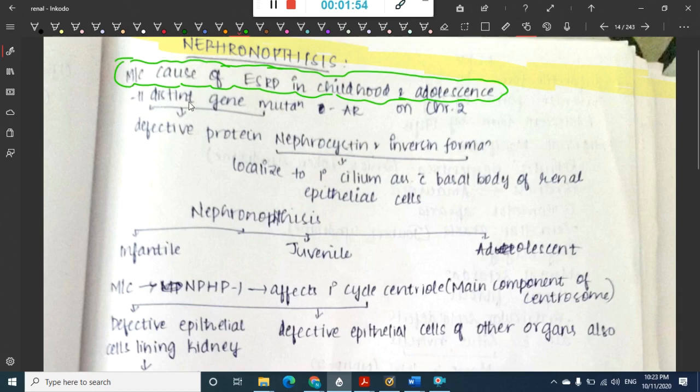There are 11 gene mutations which are seen in nephronophthisis, which are autosomal recessive, present on chromosome 2. These gene mutations will lead to defective production of the protein nephrocystin or inversin. This protein is called nephrocystin or inversin, and normally it helps to localize the primary cilia which are associated with the basal body of epithelial cells. In the epithelial cells it helps in localizing the primary cilium, but here there is a defect in this, and thus this will lead to the formation of cysts.